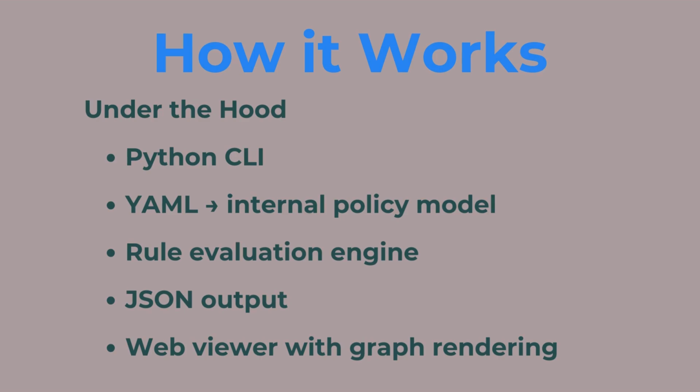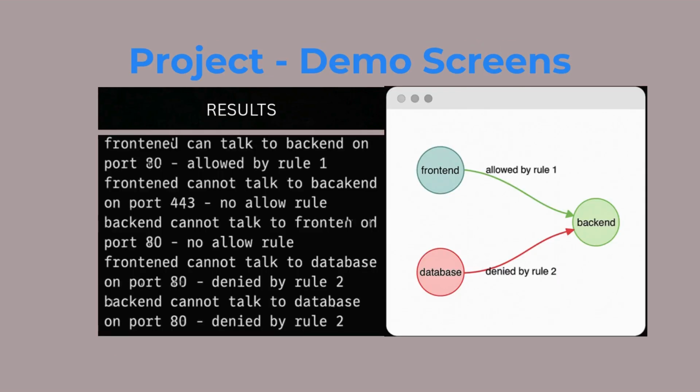I ran cplab analyze on a sample policy. It tells me clearly: frontend can talk to backend on port 80, allowed by rule 1. Then I open the graph viewer and instantly see the architecture. This is helpful for developers, platform engineers and security teams. You can see this in the demo. The screenshot is presented here.